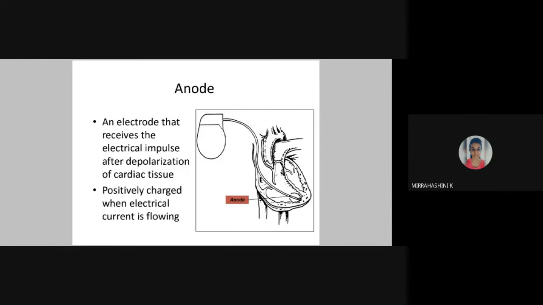Next one is anode part. So anode is the part where the electrical impulse is received after the depolarization of the cardiac tissue. So it is positively charged when the electrical current is flowing.